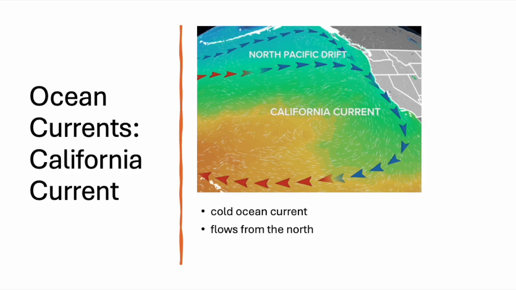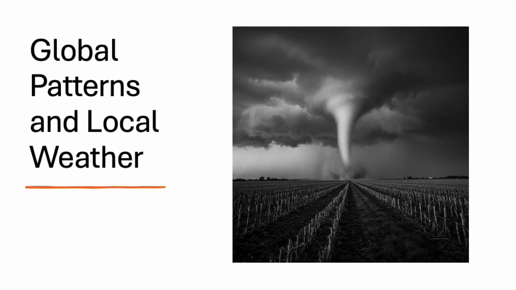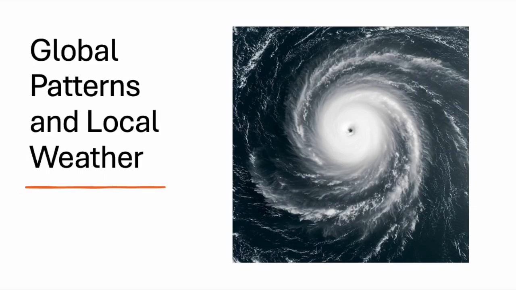The jet stream and ocean currents can interact in complex ways to influence local weather. For example, a warm ocean current can provide a source of moisture for the atmosphere, which can then be transported by the jet stream to other regions, leading to increased precipitation. The interaction between the jet stream and ocean currents can also lead to extreme weather events, such as hurricanes and tornadoes. These events can have a significant impact on local communities, causing damage to property and infrastructure.